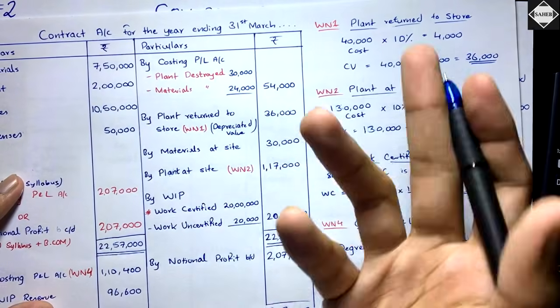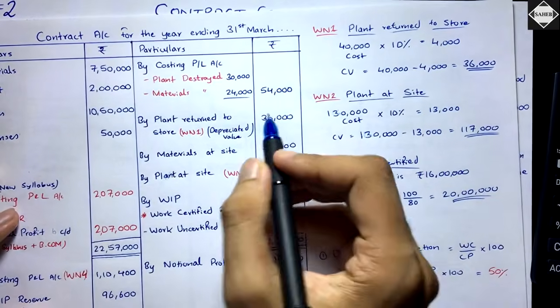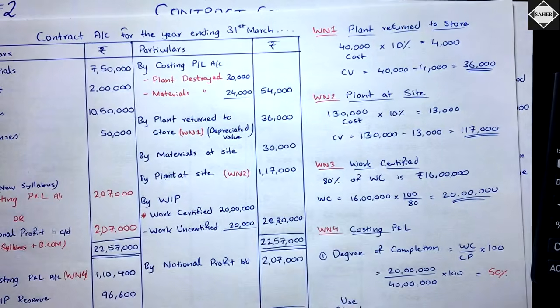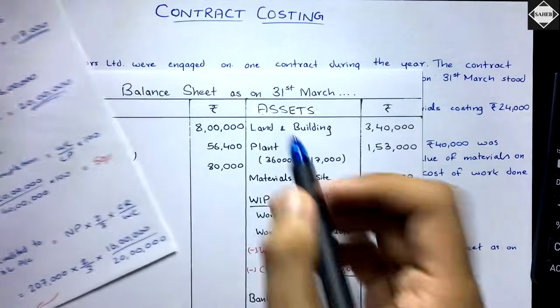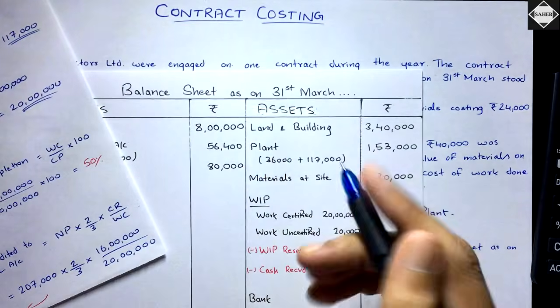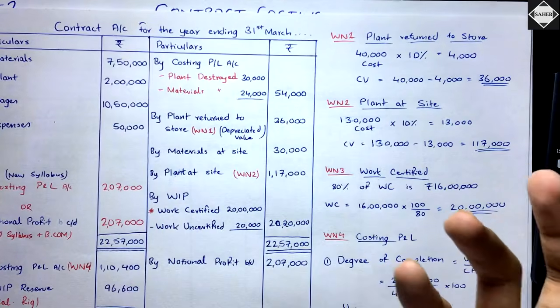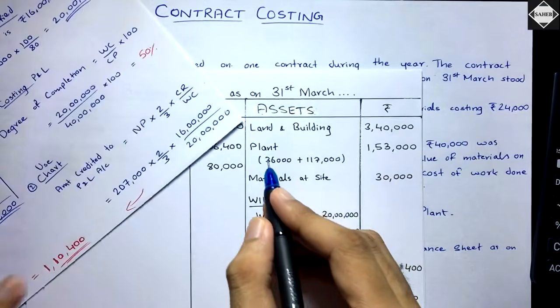Now we have already done the calculation and everything, so we don't have to worry about anything. Just take the closing balances, 36,000 plus 1,17,000. Because this is what we have at the end of the year. At the end of the year, whatever we have on 31st March, balance sheet on 31st March, whatever we have at the end we have to show in the balance sheet. So 36,000 plus 1,17,000 would be our plant balance.